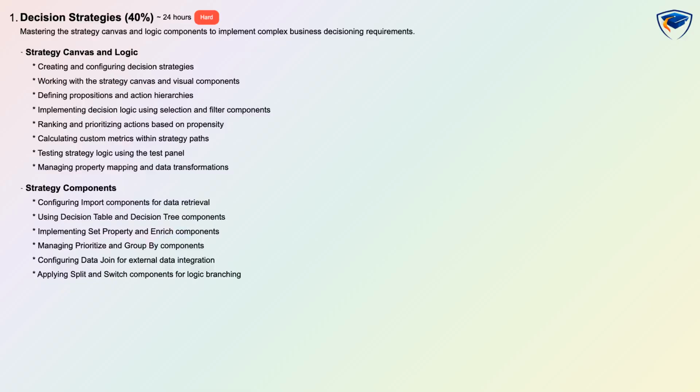You will learn to create and configure decision strategies, work with the strategy canvas and visual components, and define propositions and action hierarchies. The syllabus covers implementing decision logic using selection and filter components, ranking and prioritizing actions based on propensity, and calculating custom metrics within strategy paths.